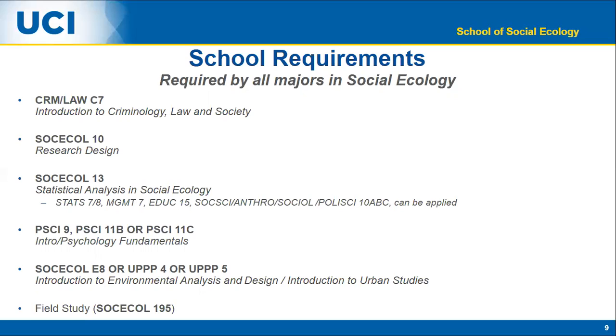You can also choose Stat 7 or Stats 8, Management 7. There are a lot of other options, and so we can talk about those options once you're here if you wanted to do something different. Everyone will also have to do an Introduction to Psychology course. So you could do Psych 9, 11B, or Psych 11C, and then Social Ecology E8, or an Intro to Urban Studies class. So that's UPPP 4 or 5.